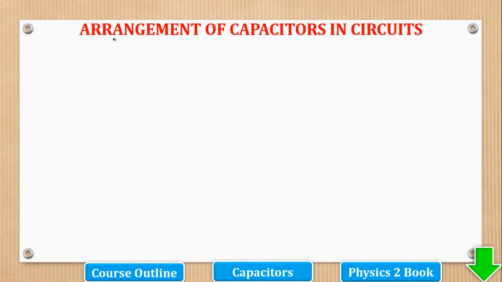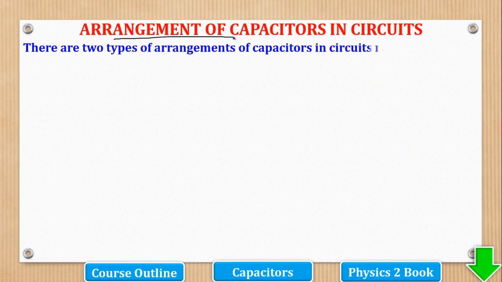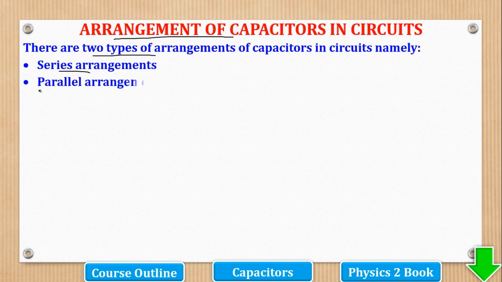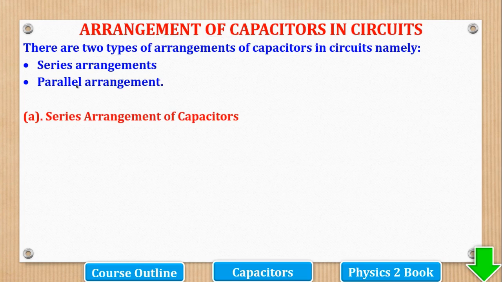So we shall start our topic, arrangement of capacitors in circuits. So there are two types of arrangement of capacitors in circuits, and that will be series arrangement and parallel arrangement. So capacitors can be arranged in series or in parallel. We shall see what each means. So let's start with series arrangement of capacitors.